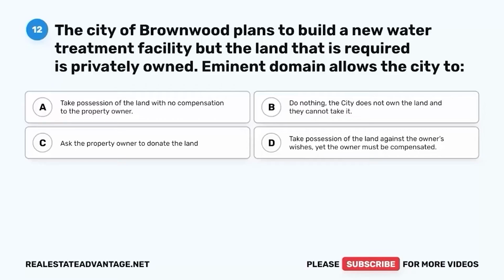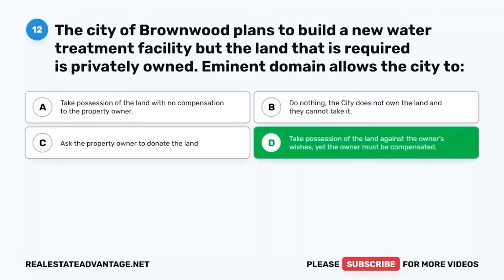A. Take possession of the land with no compensation to the property owner. B. Do nothing. The city does not own the land and they cannot take it. C. Ask the property owner to donate the land. D. Take possession of the land against the owner's wishes, yet the owner must be compensated. The correct answer is D. Take possession of the land against the owner's wishes, yet the owner must be compensated.